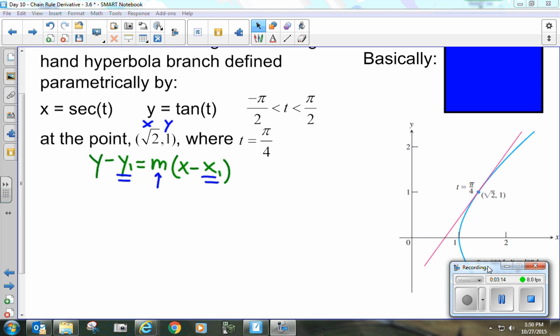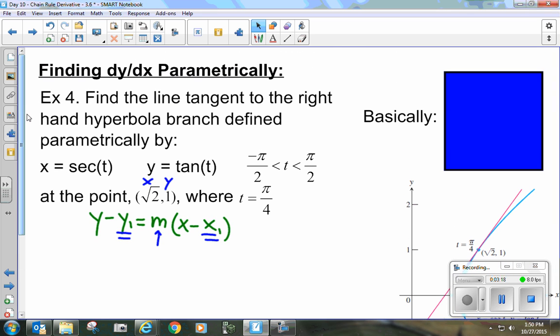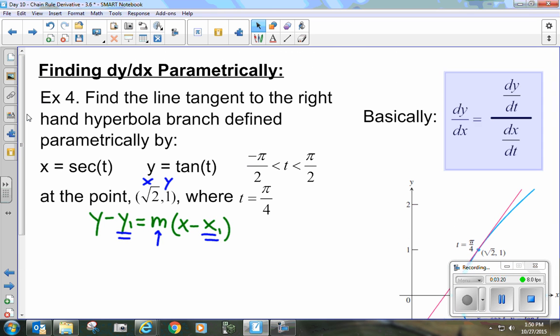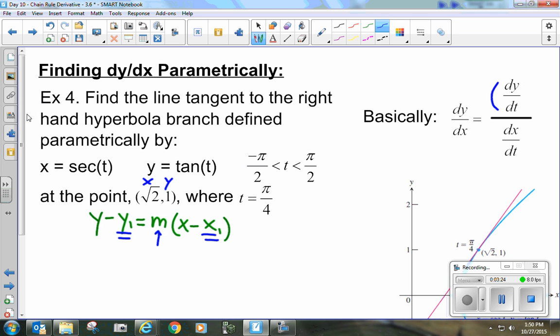And how do we find the derivative of something defined parametrically? Well, we take the derivative of our y and put it all over the derivative of our x. This will give us our slope. Once we have that, we just plug it in, and that's it. So all we need to do is really find the derivative there.